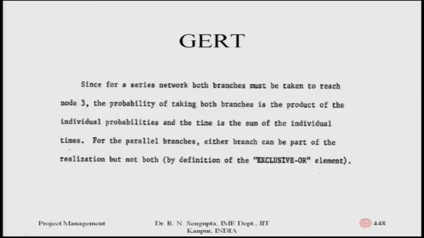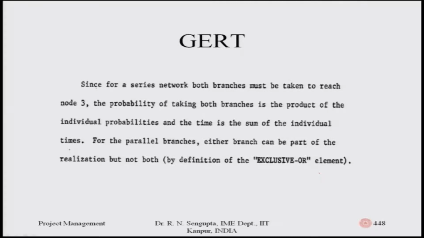Since for a series network both branches must be taken to reach node 3, the probability of taking both branches is the product, as I mentioned, of the individual probabilities, and the time is the sum of the individual times, as I just mentioned, and which is there in the first row in the last slide.